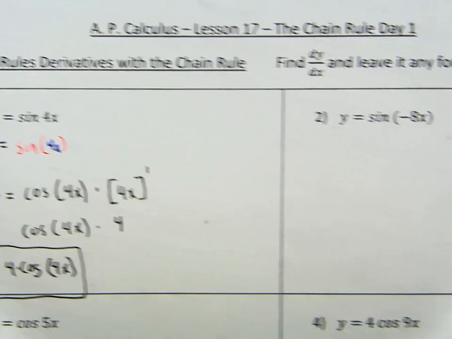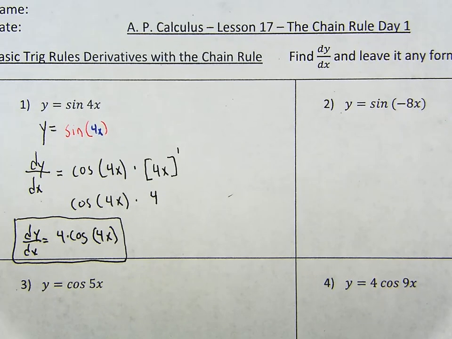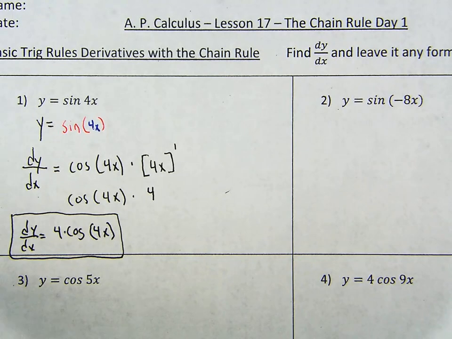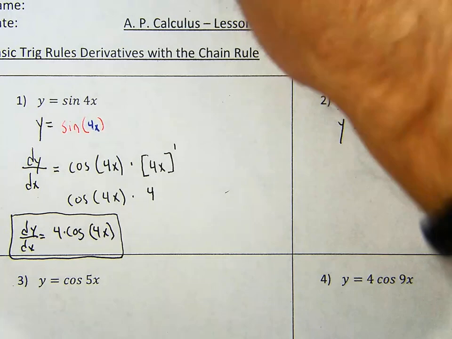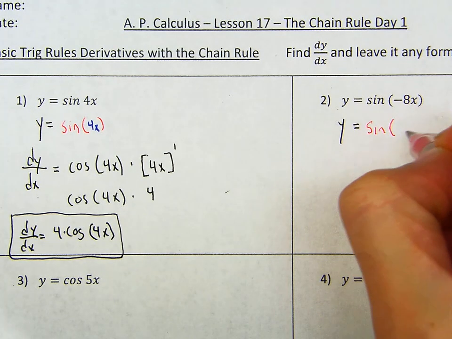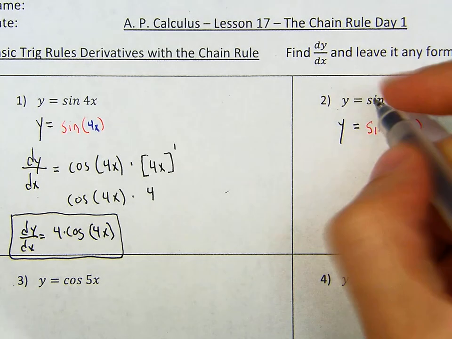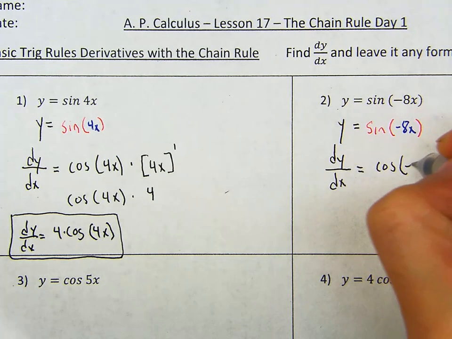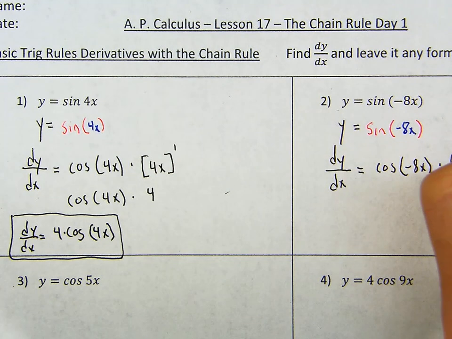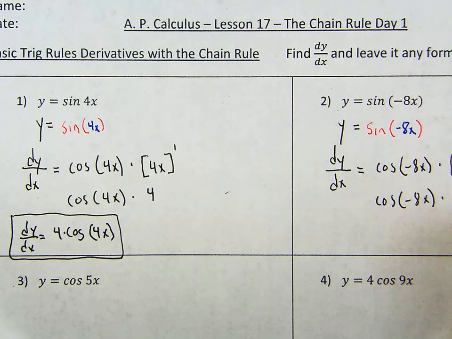Let's try and do the next one. Take your time. Looking at how we did number 1, I want you to set up number 2. Pause the video, okay? All right, so here, y equals, how does it go? We have sine parentheses. That'll be our outside. The negative 8x will be on the inside. Here, dy dx. Derivative of sine is cosine of negative 8x, and then we got to take the derivative of negative 8x, right?